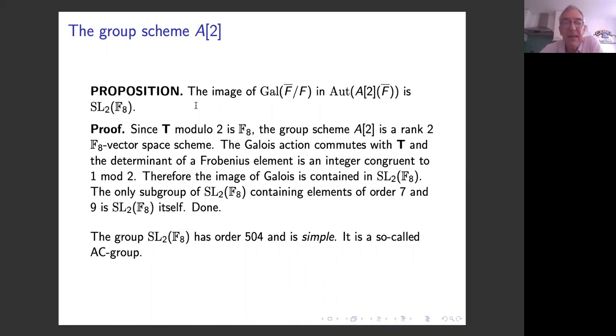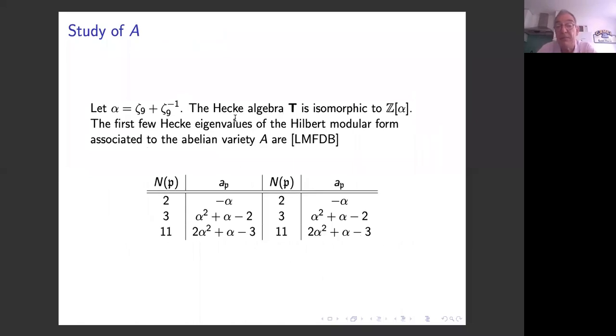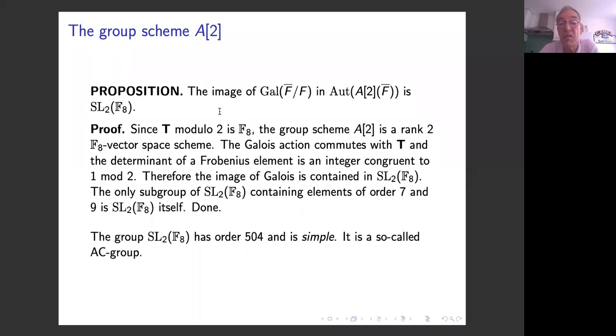Why is that? Well, the Galois action must commute with the action of the Hecke algebra. The Hecke action is defined over the algebra, and therefore it commutes with T modulo 2. But you remember what T is. T is Z[alpha], where alpha is this. The prime 2 is inert in this number field, and therefore T modulo 2 is a field with 8 elements. So the action must commute with this F8 action, and therefore it is contained in GL2(F8).